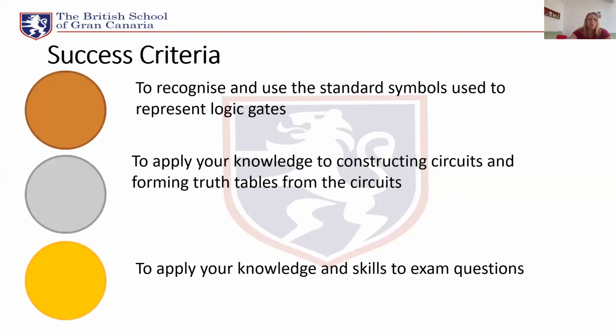Okay. So the success criteria is you are to recognise and use the standard symbols used to represent the logic gate. Now, being as you've already had 2 lessons on logic gates, you really should already be on that bronze criteria. Then you're going to apply your knowledge to constructing the circuits and forming truth tables. We did this over the last couple of lessons. So you may be unconfidently sitting on silver, but hopefully we're going to make you confident and put you onto gold, where you apply your knowledge and skills to exam questions.